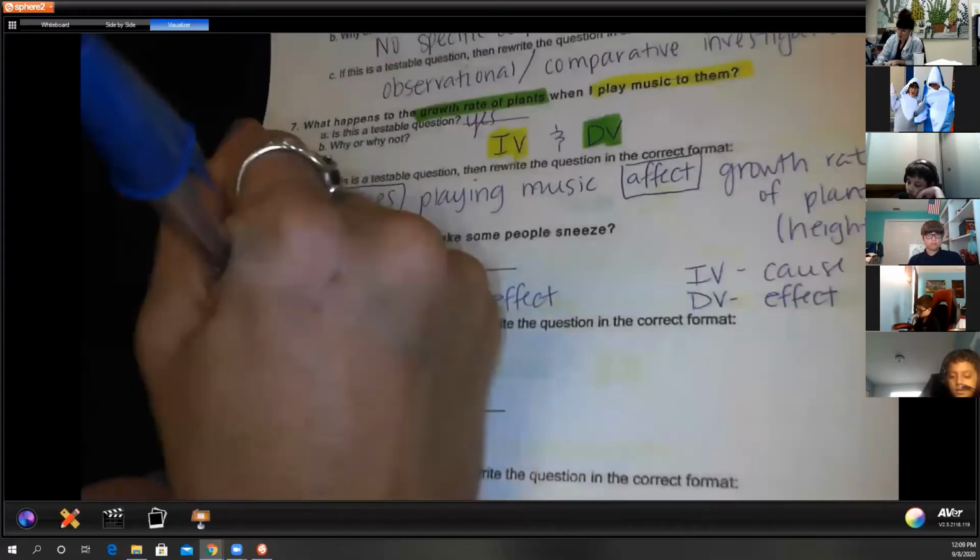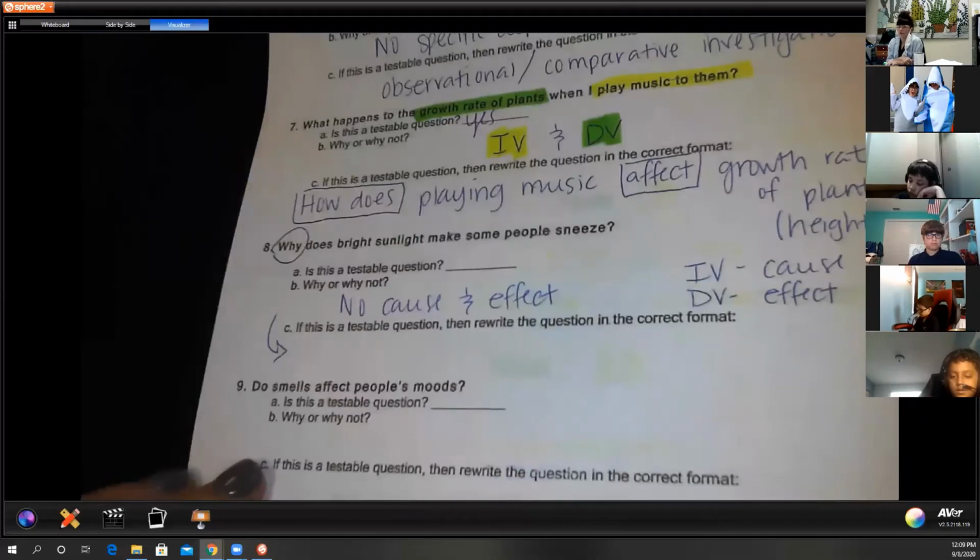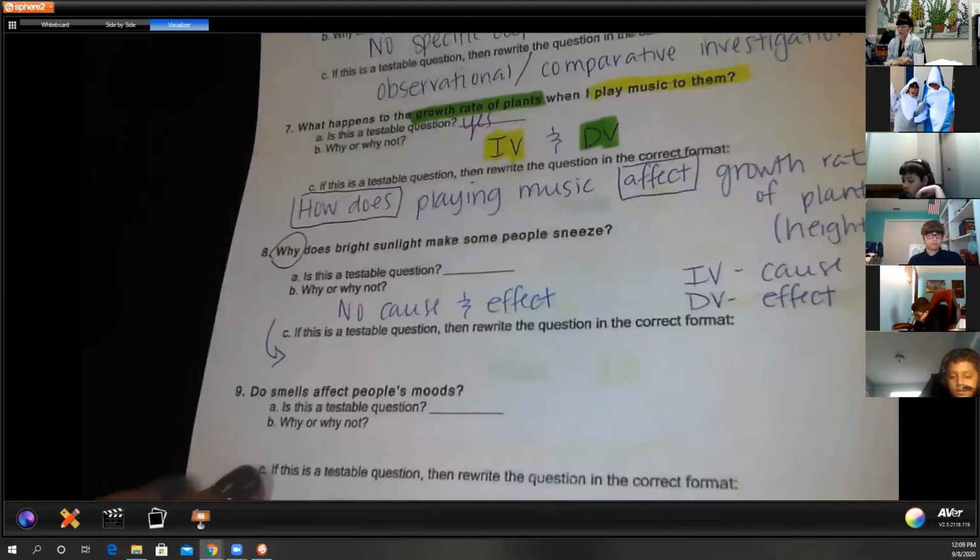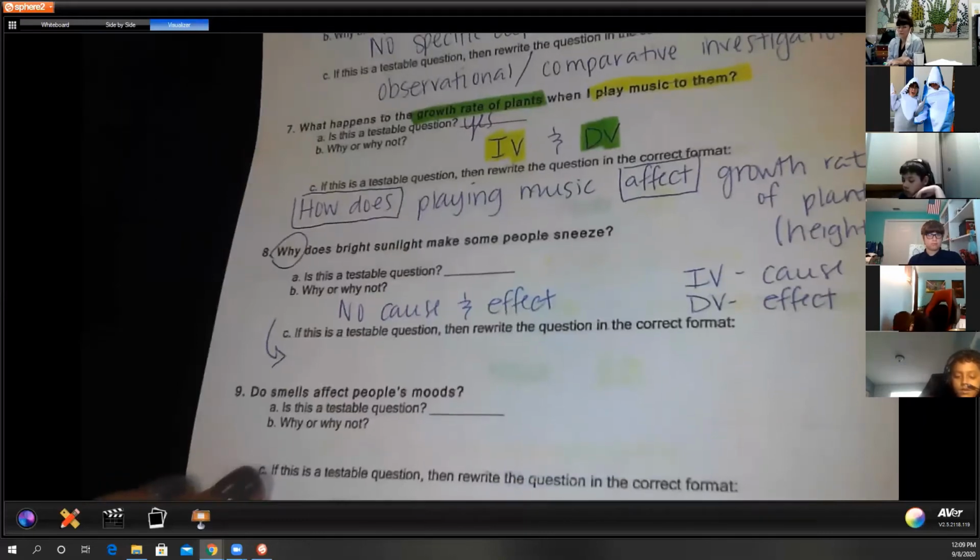So if you want to make it testable, you can go outside and don't stare at the sun, but just stare. Light inside of your house. You know those things? Yeah, sunlight. That's not sunlight. No, the lights in your house.